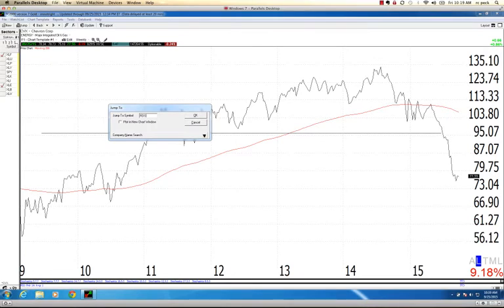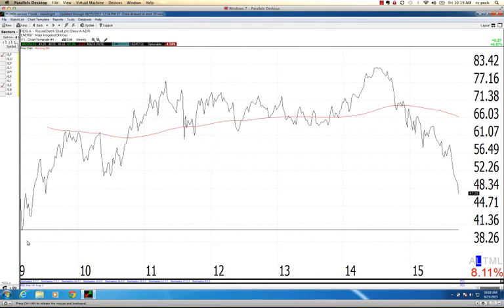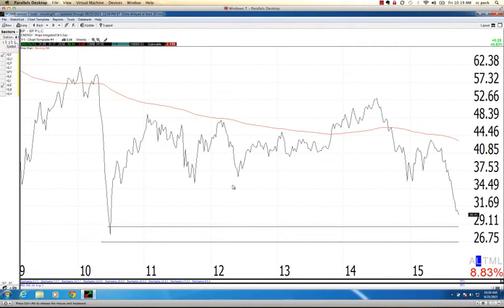And then you have Royal Dutch Shell, which is another huge major player. And look at this thing. It's almost a shoo-in to go down and hit its 2009 low. I mean, that is amazing. And then you have British Petroleum.